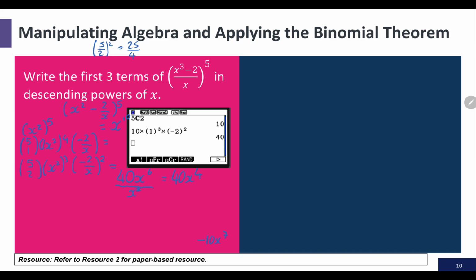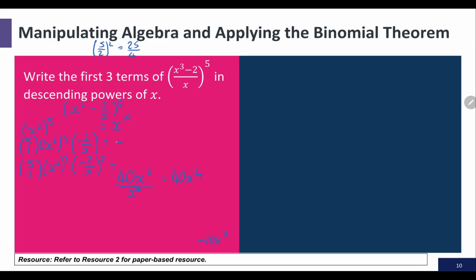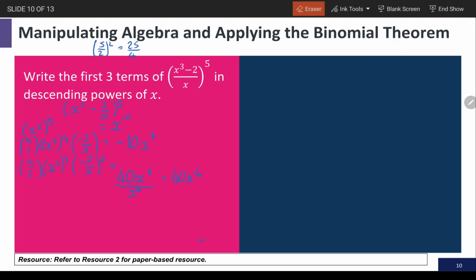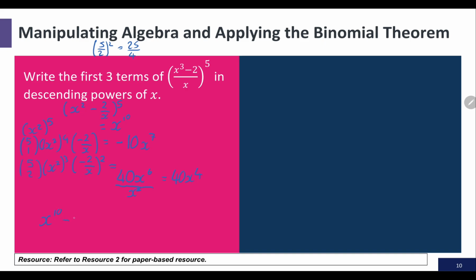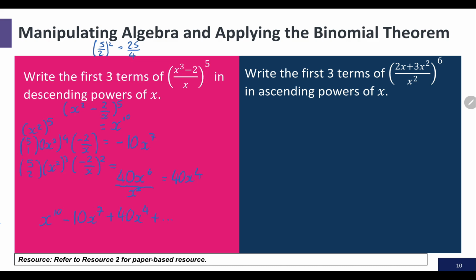Okay, so that is not an easy example by any stretch of the imagination, but it's where you need to be for this course. So my final answer, after all that, is going to be x to the power of 10 minus 10 x to the 7 plus 40 x to the power of 4 plus 3 dots because it continues. Okay, so make sure you've had a look at that example. Make sure you've got used to using the calculator to calculate some of these awkward coefficients. Here's your question. Pause the video and have a go now.